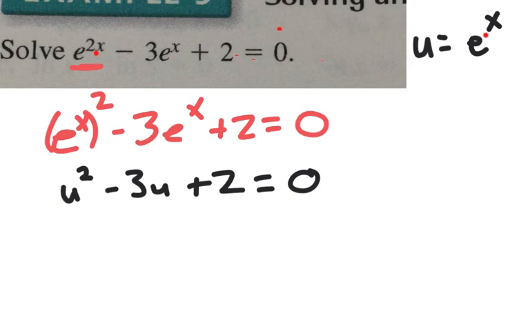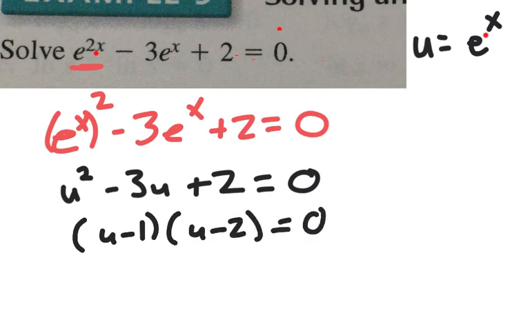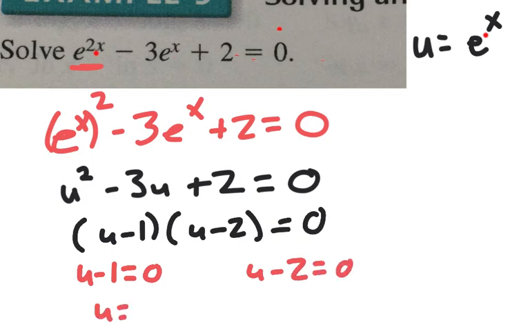So now how could I solve this quadratic? I can factor, or I could use the quadratic formula. For me, looking at this one, I would factor it. What multiplies to be 2 and adds to negative 3? Both of them negative. So I've got u minus 1 times u minus 2 equals 0. Now I've got two things multiplied to be 0, so either the first thing is 0 or the second thing is 0. This means u is 1 or u is 2.